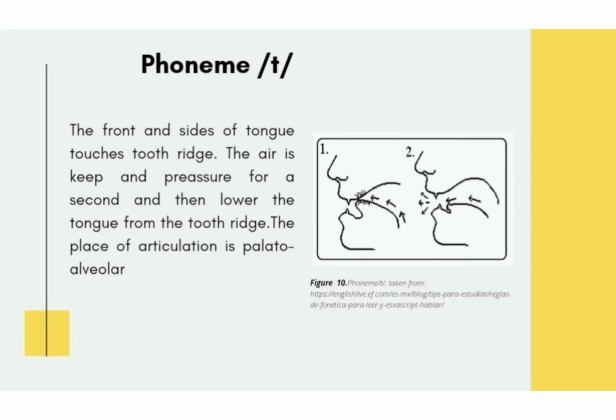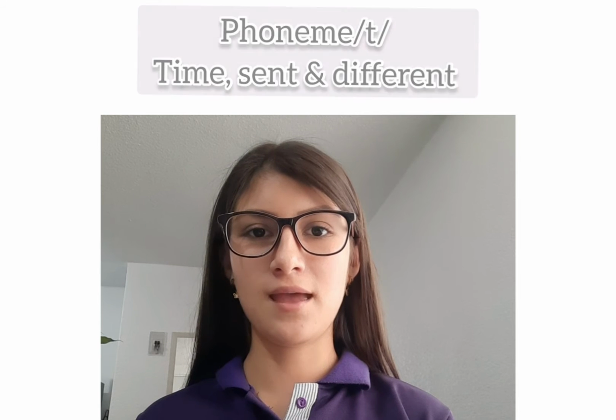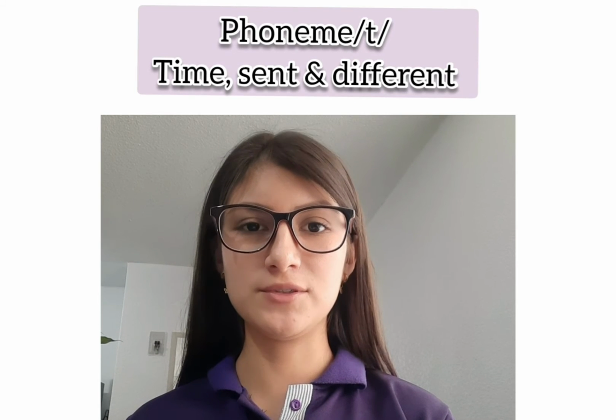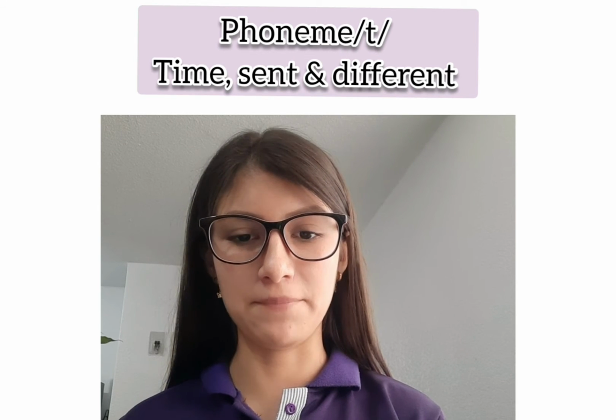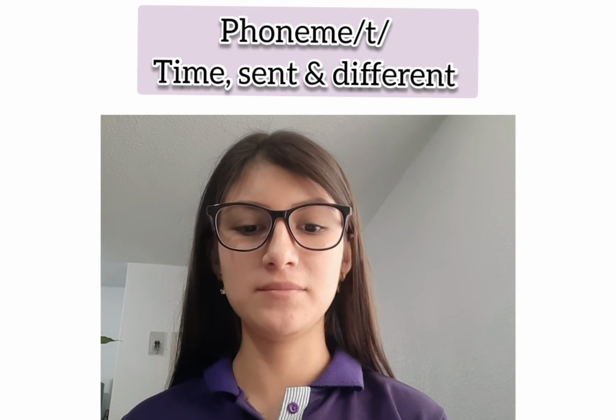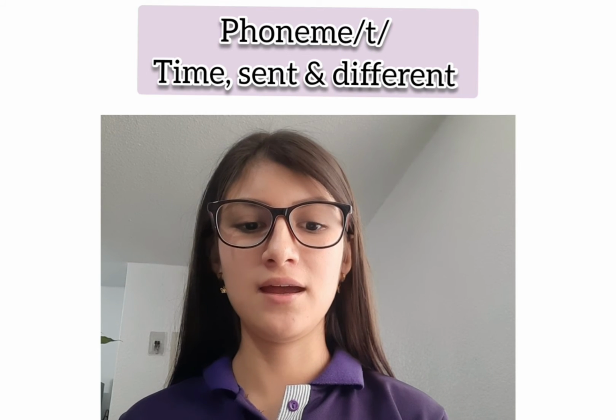The front and sides of the tongue touch the tooth ridge. The air is kept and pressured for a second and the tongue is lowered from the tooth ridge. The place of articulation is palato-alveolar. This phoneme sounds like /t/. For example: time, scent, different.